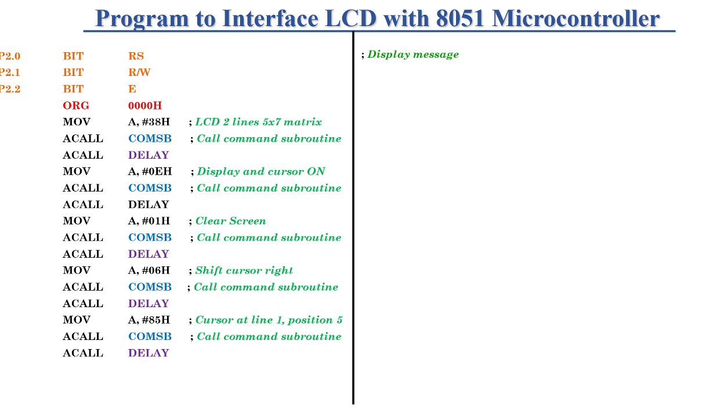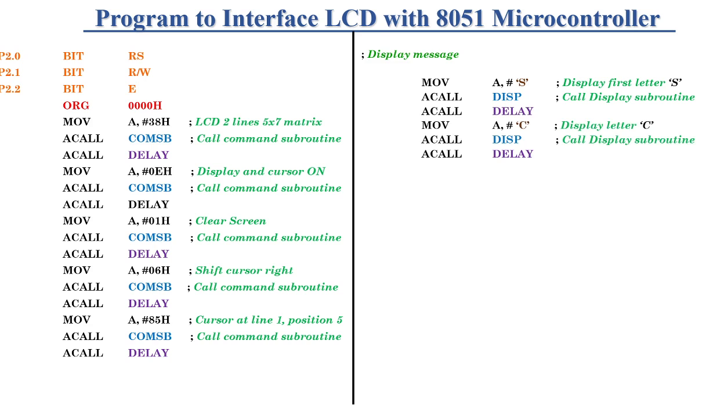Now display the message. What message do we want to display? If we want to display a name, that is SCIENCE. Whatever character we have to display, we load that character into the accumulator, and we call the display subroutine using the instruction ACALL DISP. So the display subroutine will be called, and to display that character we give some time to the LCD.